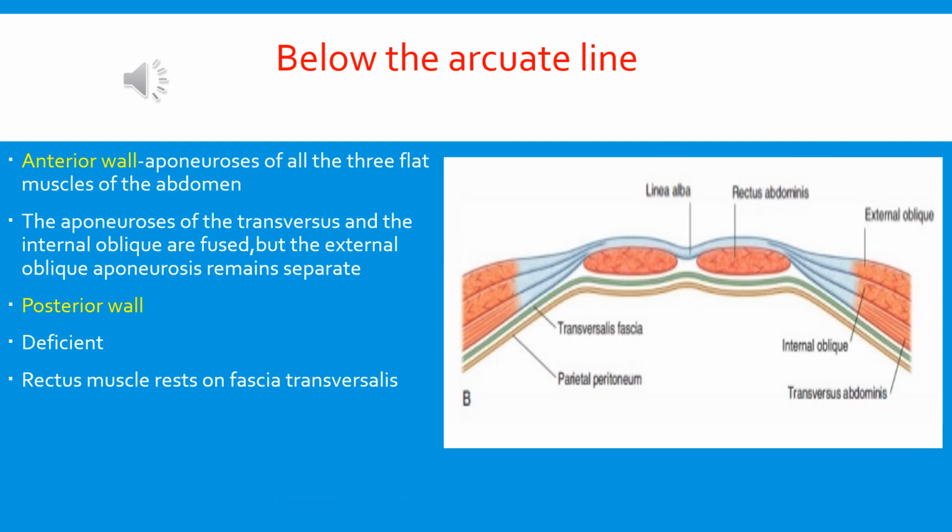Below the arcuate line, the formation of the rectus sheath is as follows. The anterior wall is formed by the aponeurosis of all the three flat muscles. The aponeurosis of the transversus abdominis and internal oblique are fused, but the aponeurosis of the external oblique remains separate. The posterior wall below the arcuate line is deficient. The muscle directly rests on fascia transversalis.